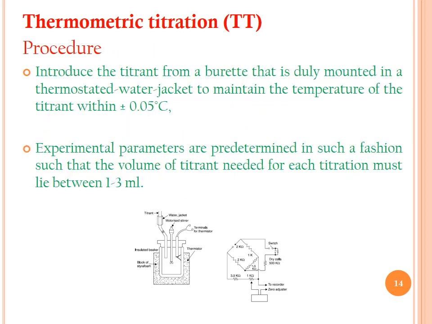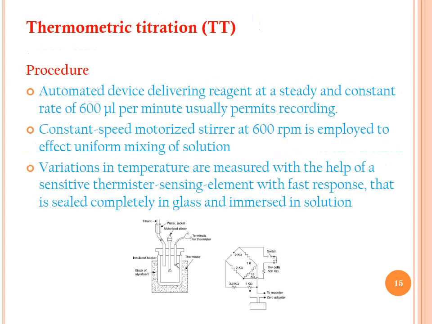Now let's see the procedure of the TT. Introduce the titrant from a burette that is duly mounted in a thermostated water jacket to maintain the temperature of the titrant within plus minus 0.05 degrees. Such a great accuracy is achieved by TT. Experimental parameters are predetermined such that the volume of titrant needed for each titration must lie between 1.1 to 3 ml.